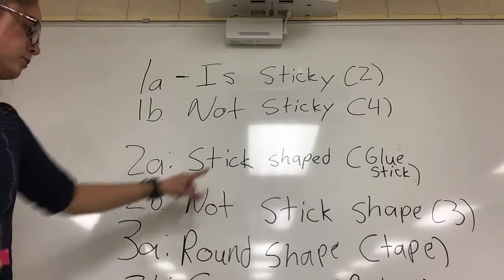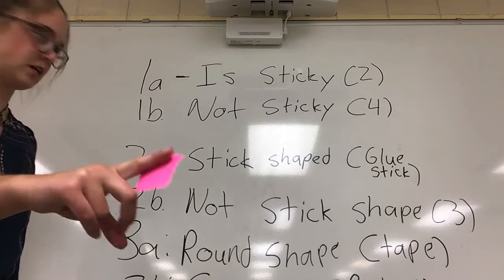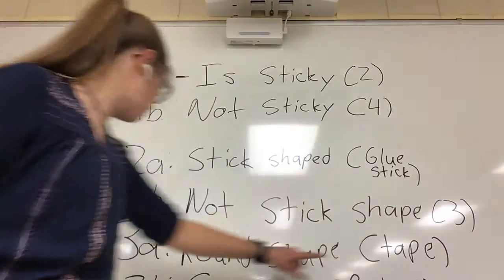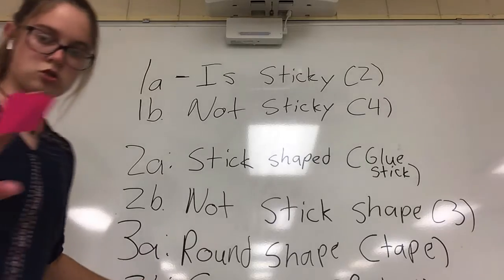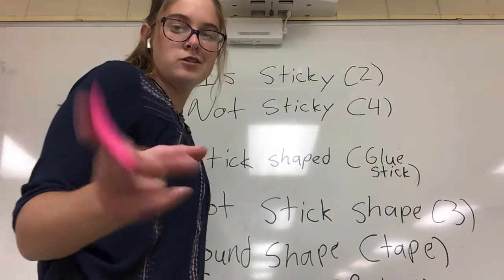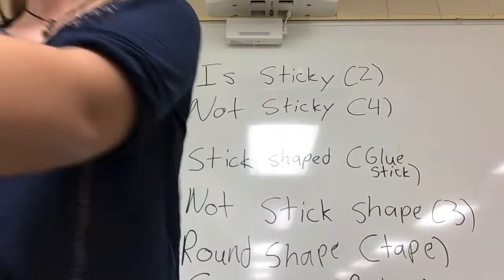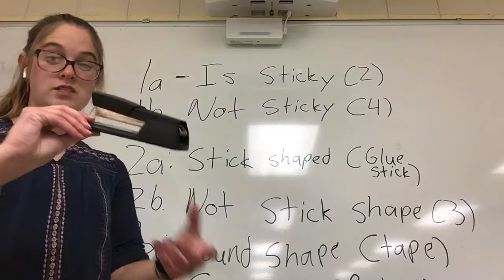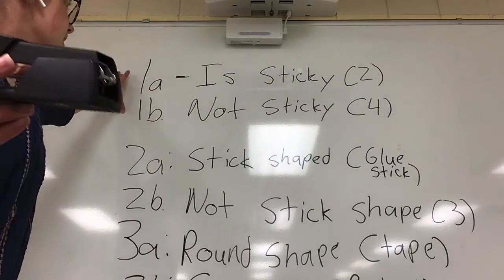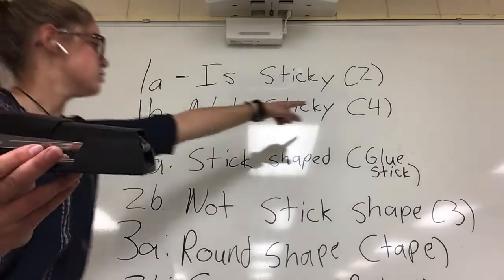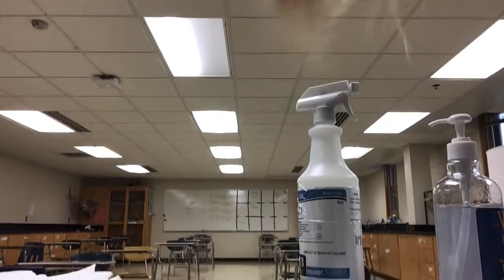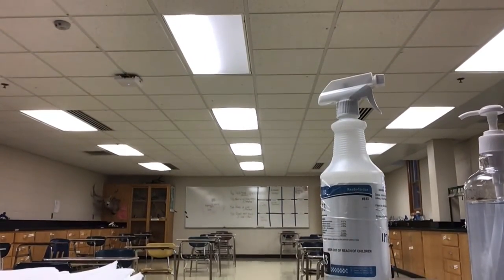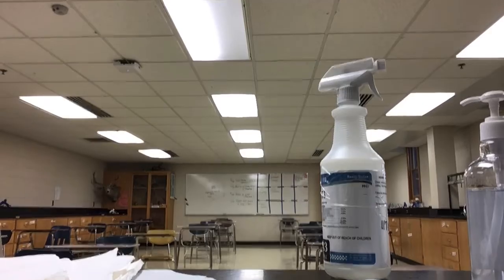So, is it stick-shaped or not stick-shaped? Well, this doesn't look very stick-shaped. So if it's not stick-shaped, we're going to go to number 3. Is it round or is it square? Well, it looks like it's square. So it's a Post-it note. Now, if I flipped over to this, again, we know it's a stapler, but let's use this again. Is it sticky? No, it's not sticky. So we're going to go to 4. And on the backboard, which you definitely can't read, but we're going to pretend you can, is it a writing utensil? No, it's not a writing utensil. So that means it's a stapler.